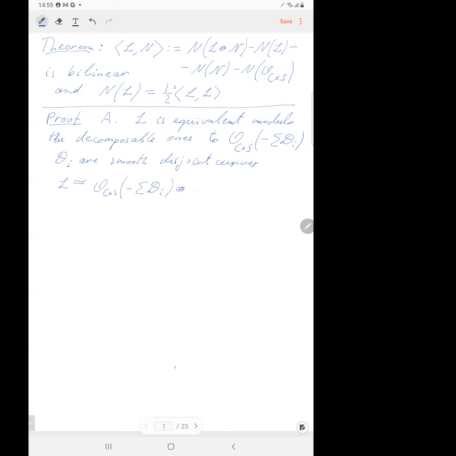tensor the pullback of some line bundle from the curve C, whatever, M1, tensor the pullback of some other line bundle from the curve S, the M2. Yeah, this is our standard notion of equivalence. Okay, and we proved this as a corollary of Bertini's theorem.